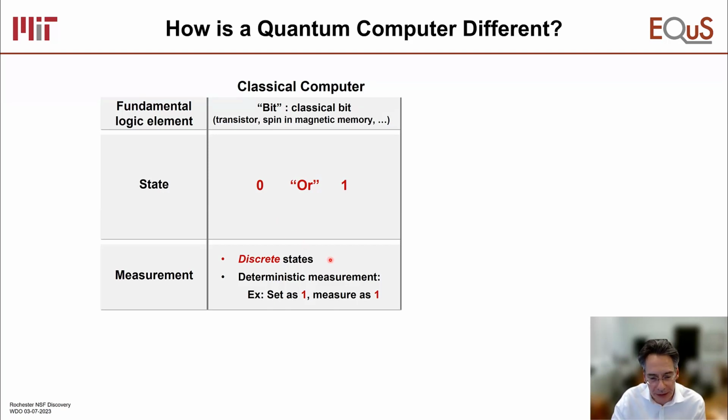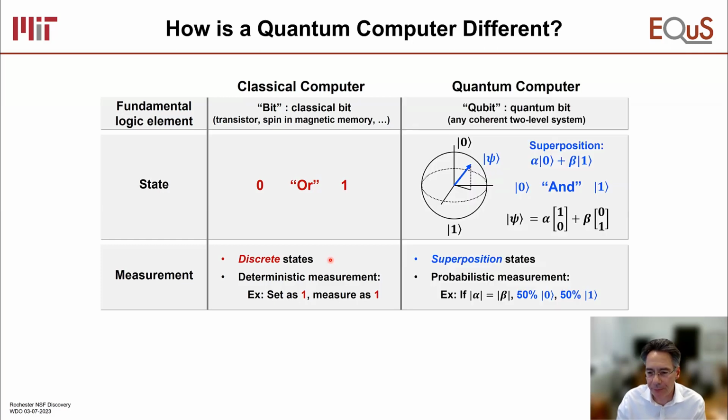These are discrete states, and the transistors are really, really good. There's almost never an error. The error rate for a transistor today is maybe 1 part in 10 to the 20th power. So basically, these states are deterministic. If you set it in logic state 1, you'll measure it in logic state 1. Set it in 0, you'll measure it in 0.